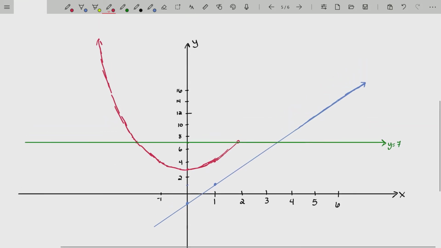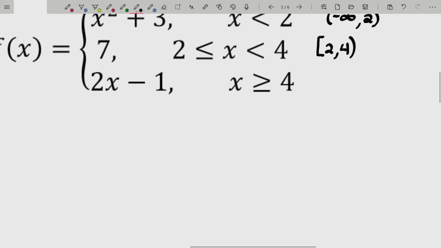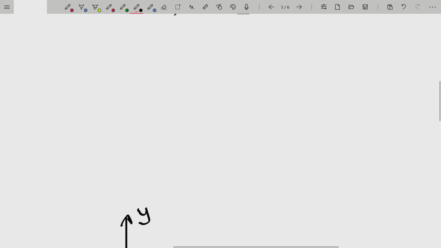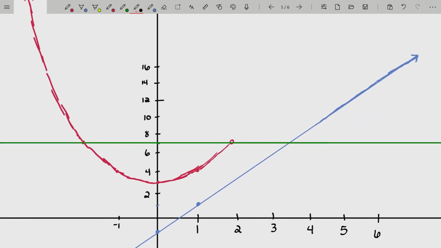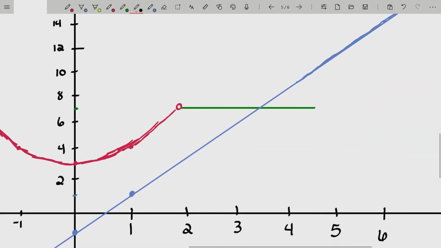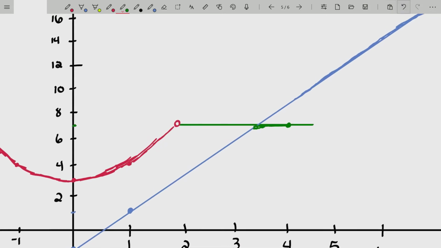And then I go to the next function, which only exists from 2 to 4. Again, I'm going to include 2 here, but not include 4. So the next function is y equals 7. So that horizontal line at a height of 7 will only exist from x equals 2 to x equals 4. So before 2, I'll erase it. That's perfect. And then up to 4, I'll keep it, including 4 itself. So let me use my green pen here. I'll try to make this a little more solid in here.